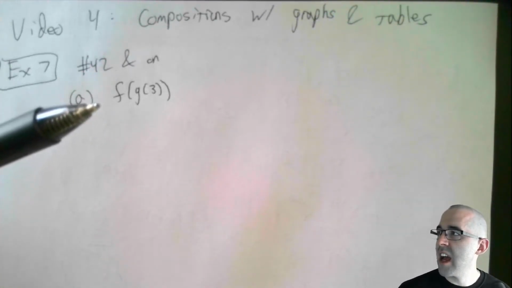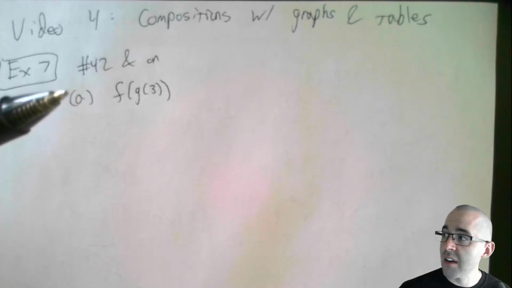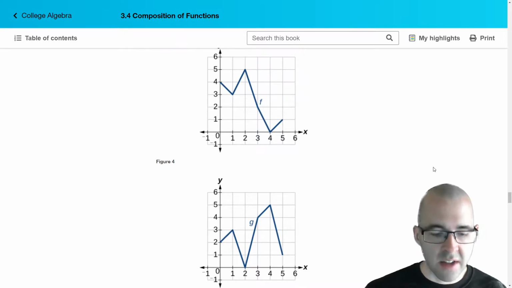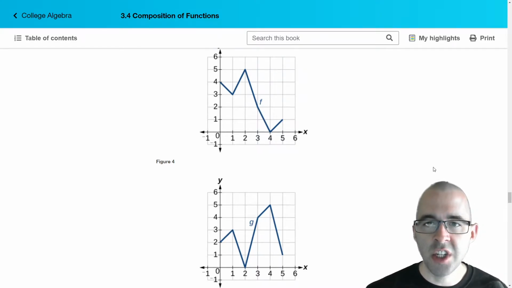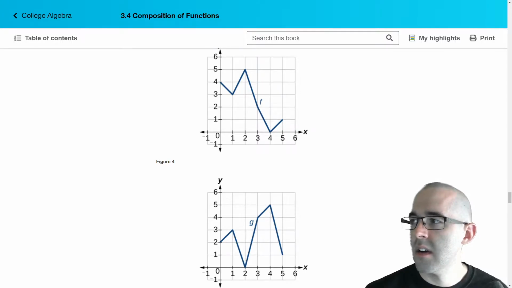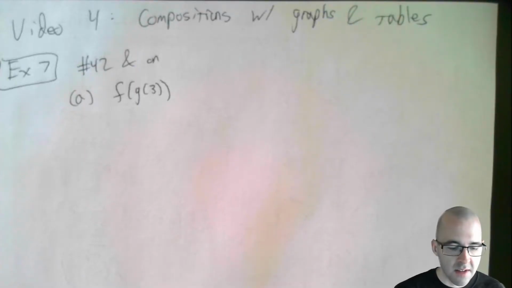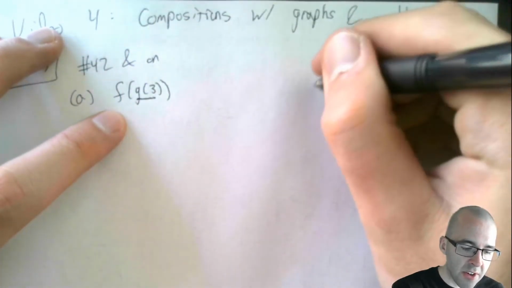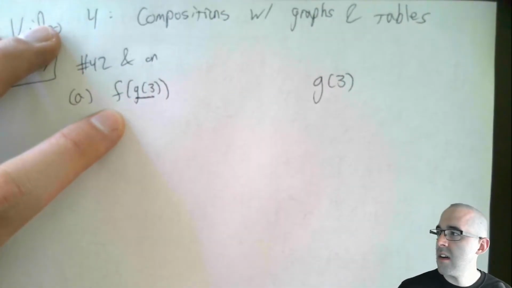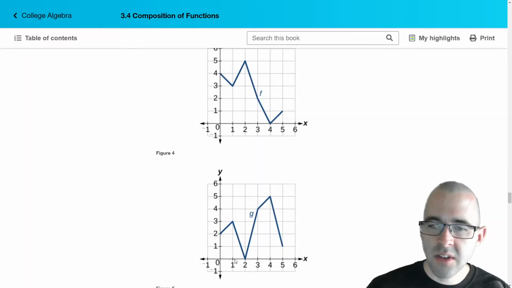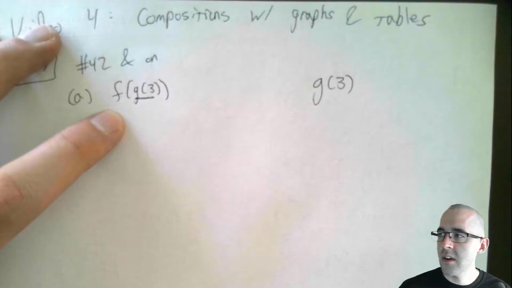So this first one, we need to find f of g of 3 using a graph. We come over here and we see f and we see g. Remember how we do these, right? We need to find the inside thing first. We need to find what is g of 3. So we go to our graph and say, what is g of 3? Well, when x is 3, g is 4. So g of 3 is 4.